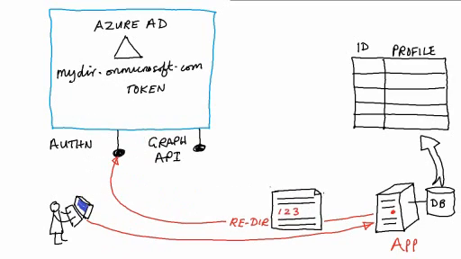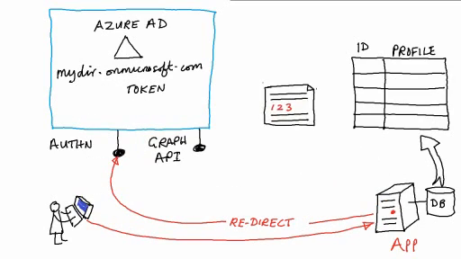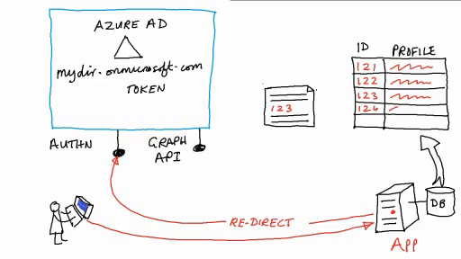The token is returned to the app, which validates the signature. In this case, the app then consults the profile database to find a match of the ID in the token, 123. When it finds it, it can retrieve the profile information for that user. At no time did the app see or need knowledge of the user's password.